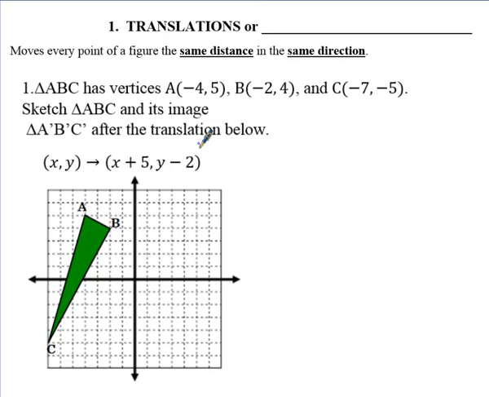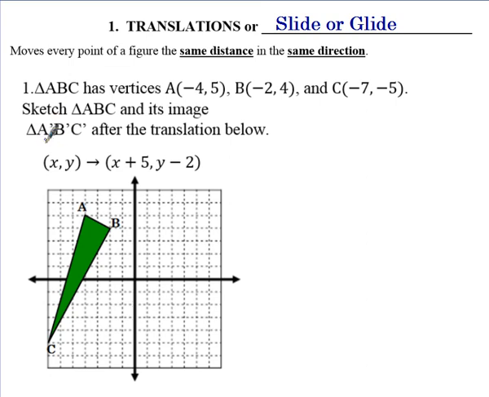The first one we're going to discuss is a translation. A translation can sometimes be referred to as a slide or a glide. Basically, all you're doing is sliding a figure from one place to another. Triangle ABC has these vertices here, and we're going to sketch this triangle and its new image.